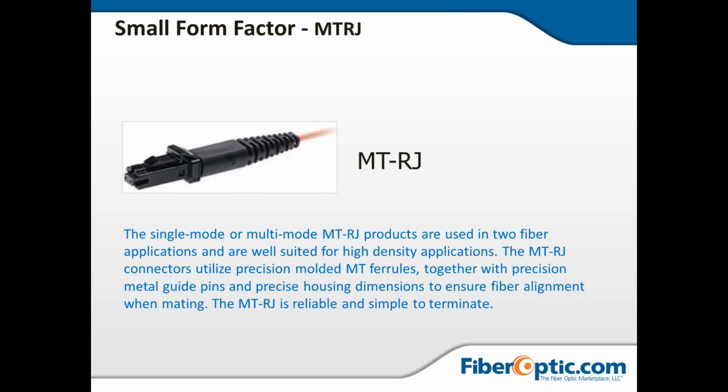What gives the precision with this particular SFF is the metal guided pins. With those housing dimensions, it ensures every single time when you mate that fiber, you're getting almost a perfect fiber alignment, and that's because of the metal pins, and you can see the two little holes right here. It's reliable, and it's very, very simple to terminate. One issue with it is, it's not inexpensive. It's a little more money with the MTRJ. Maybe that's why it hasn't really caught on over here yet.